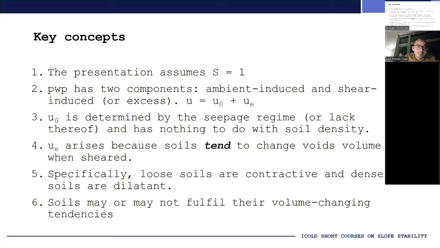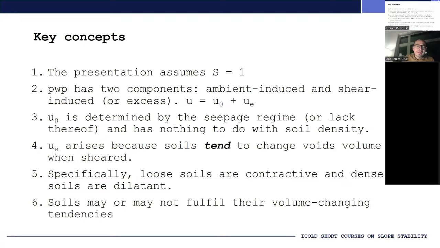That's where our considerations stop. We don't have to worry about whether it is a sand or a clay, or whether the soil is dense or loose. That U0 is totally unrelated to those considerations.